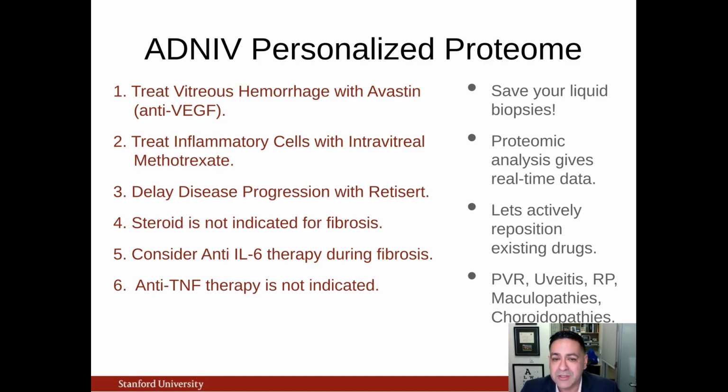We don't need to take the patients to surgery. We can treat inflammatory cells with intravitreal methotrexate. We can delay disease progression with the Retisert. Steroid is not indicated for fibrosis. We can think about IL-6 therapy for fibrotic disease, and anti-TNF therapy is never really indicated.